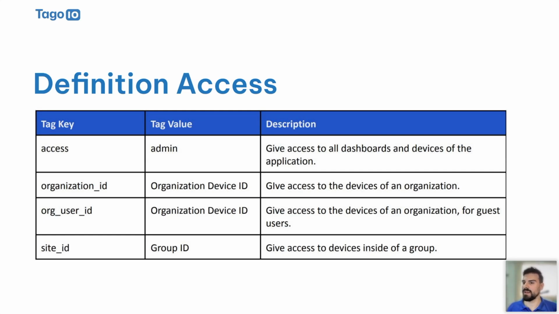So here we can see that below him, you will have the organization ID. So a user with a certain organization ID will go to that organization's dashboard, right? With all the sensors and sites inside that organization. And then we have the organization user ID. These give access to the devices of an organization for guest users.